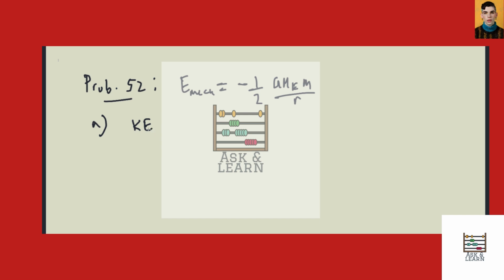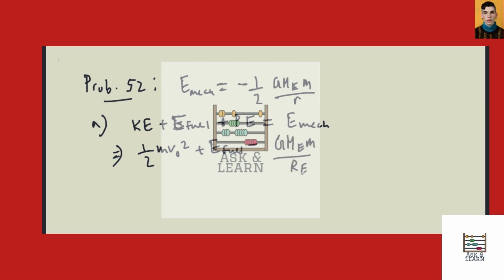So in part B, we don't have this kinetic energy term. So anyway, here you have kinetic energy plus energy from the fuel, which is what we want, plus gravitational potential energy at the Earth's surface, and that is equal to the mechanical energy. All right, so kinetic energy is 1/2 m v0 squared. We'll calculate what v0 is in a second. Energy from fuel is what we need, and gravitational potential energy is negative G M_E small m over R_E, that being the radius of the Earth, and we set that equal to -1/2 G M_E m over r.